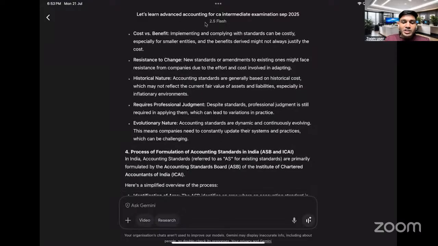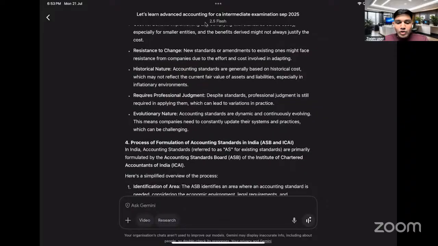Requires professional judgment. Despite standards, professional judgment is still required in applying them, which can lead to variation in practice. Evolutionary nature. Accounting standards are dynamic and continuously evolving. This means companies need to constantly update their systems and practices, which can be challenging.